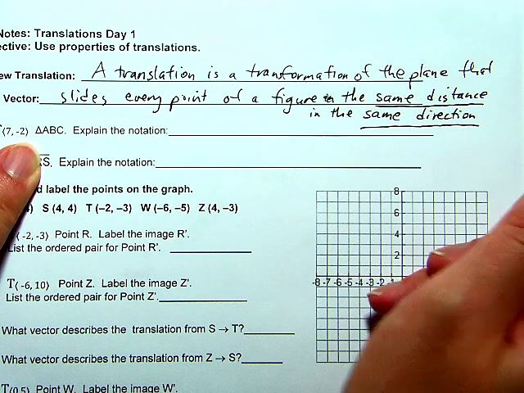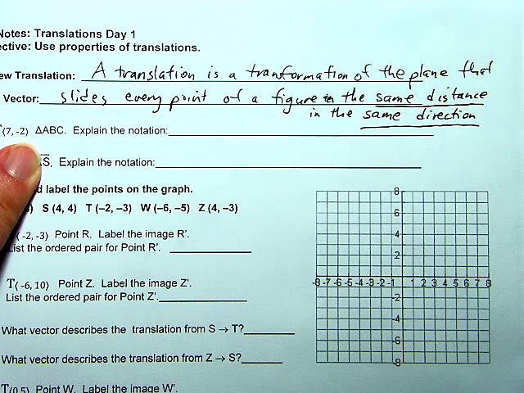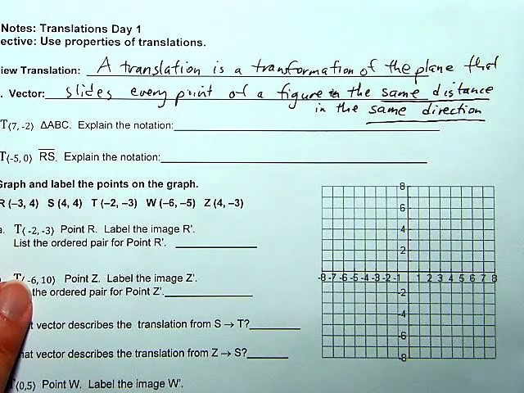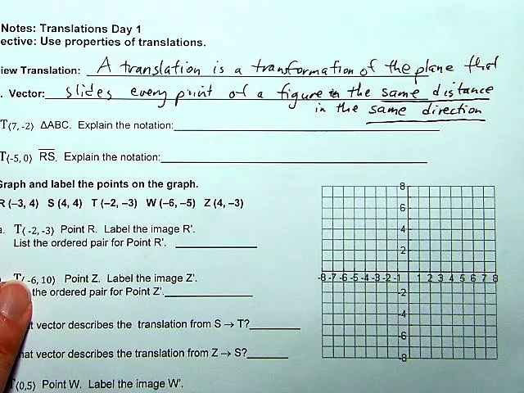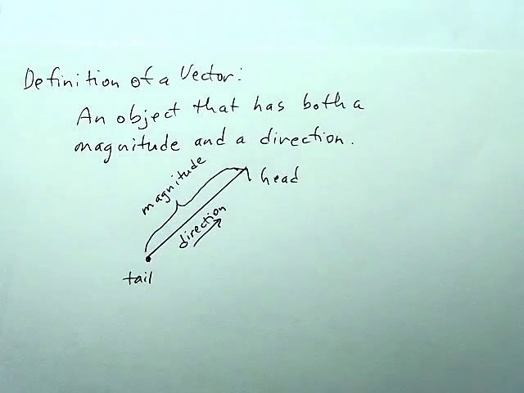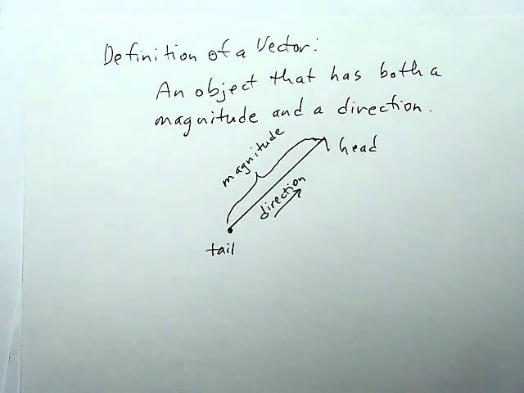So, since distance and direction are so important, we need to have some way of concisely expressing distance and direction so that we can talk more effectively about translations. And the way we are going to express distance and direction is through using vectors. So let's define a vector.